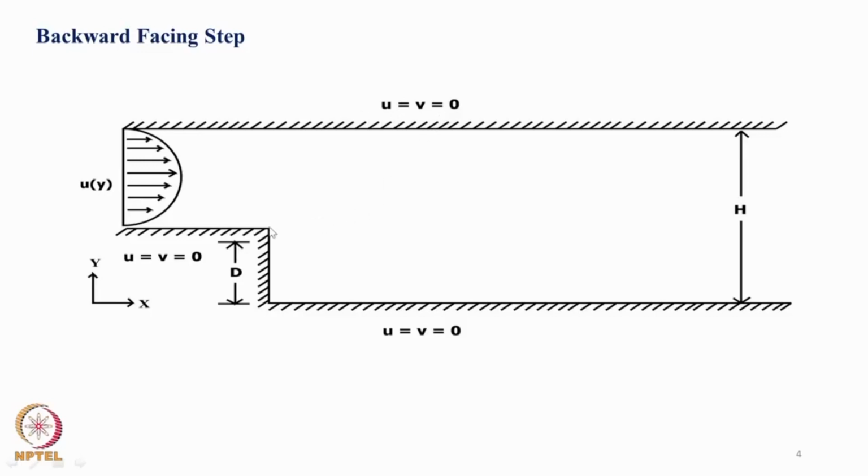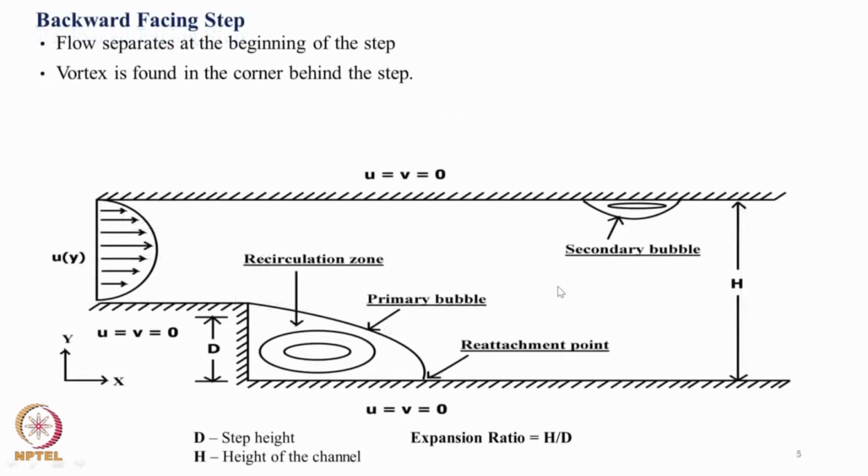Then on the top is a wall with the boundary condition u is equal to 0, v is equal to 0. Then you can define different step height d and get to know the effect of step height on the flow parameter. Then you have this as a wall, the side step is also a wall, and then bottom is also a wall. We understood the behavior associated with this problem.